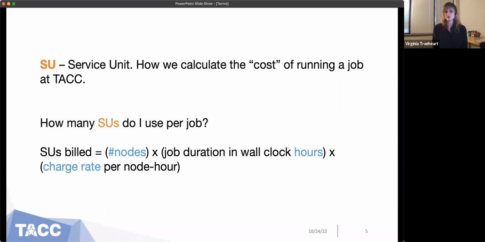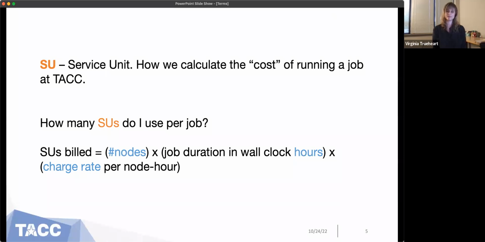Now, each job you run on a machine will consume SUs, and therefore the larger pool of SUs you were granted for the allocation will reduce every time you run a job. We calculate the number of SUs billed by multiplying the number of nodes your job has used, the number of wall clock hours your job has used, and a charge rate per node hour. The number of nodes and the number of hours is pretty self-explanatory, but the charge rate can vary per machine and also per queue.